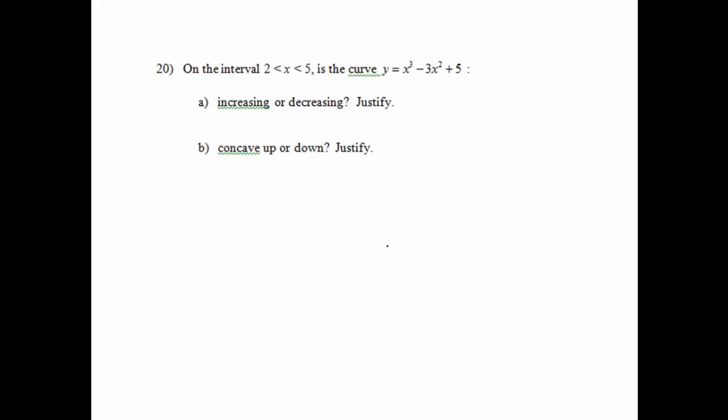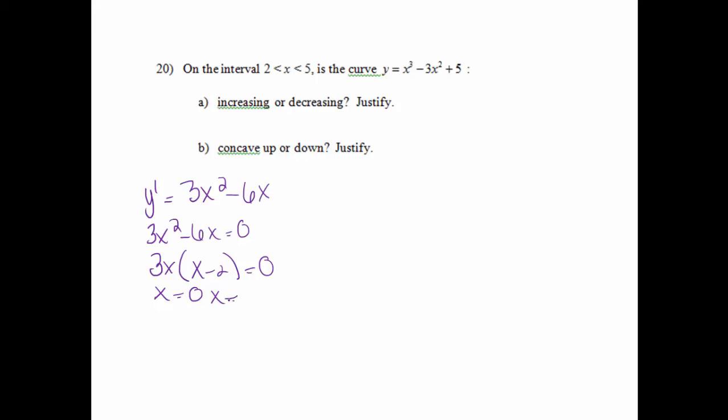Number 20. On the interval 2 to 5, the curve y equals x cubed minus 3x squared plus 5 is, first of all, increasing or decreasing, and then concave up or down. Okay, for A, to get increasing or decreasing, we do want to do the first derivative. So that will be 3x squared minus 6x. We want to set that equal to 0. So 3x squared minus 6x equals 0. I'm going to factor out a 3x. And then my zeros will be x equals 0 and x equals 2.